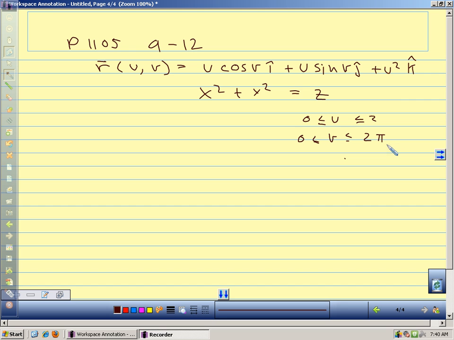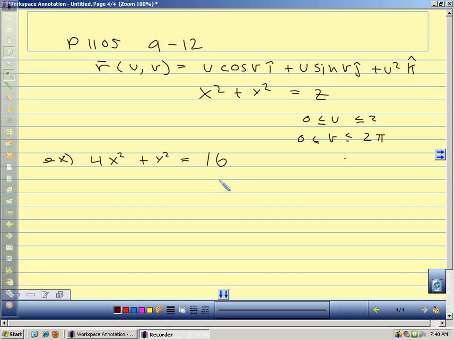Let me look at one more example. You guys did well on this one. I want to go from a rectangular equation to a parametric equation, and this follows from the example we just did a little earlier. So we have 4x squared plus y squared equals 16.